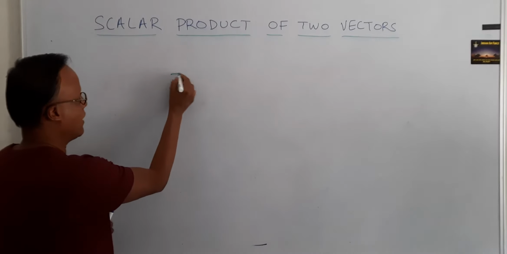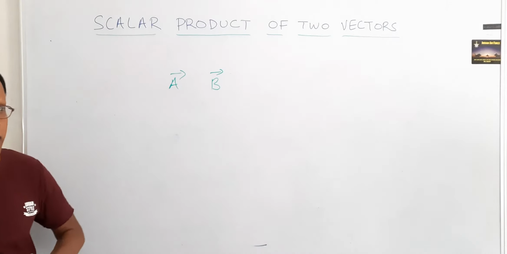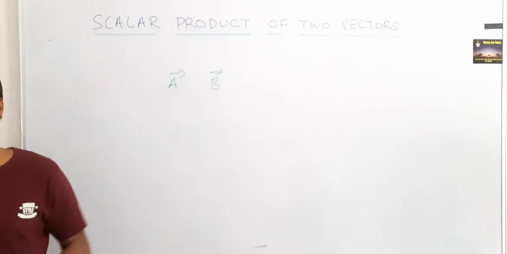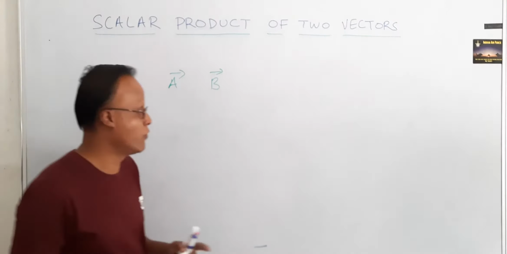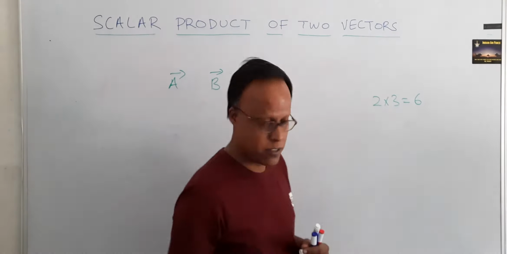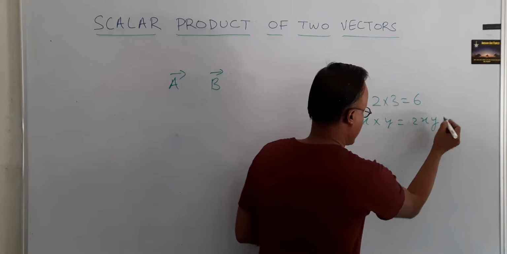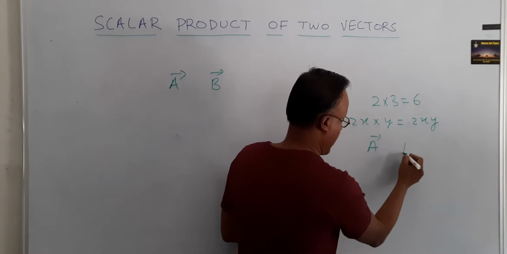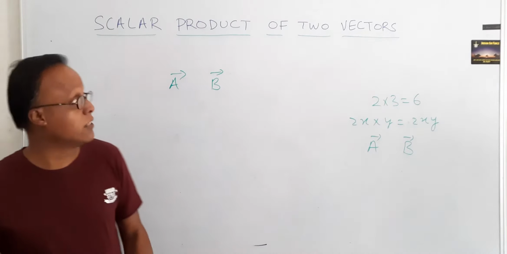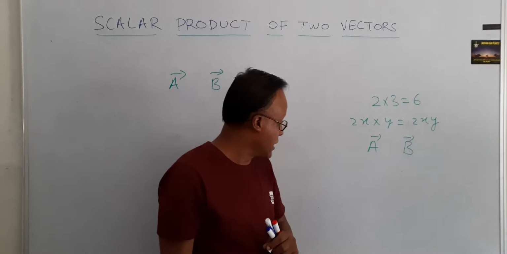Let A and B be two vector quantities. When you multiply these two vector quantities, for example in arithmetic 2 multiplied by 3 we get 6, and 2x multiplied by y we get 2xy. Similarly, when we multiply A and B, remember I am not using the cross sign here, because in vector algebra it has a different meaning. That's why I am going to explain it.